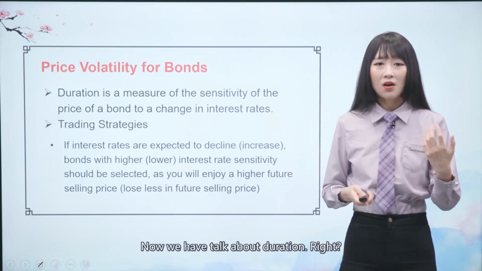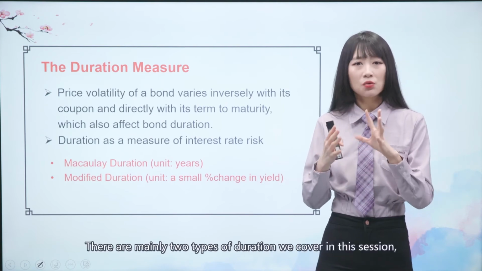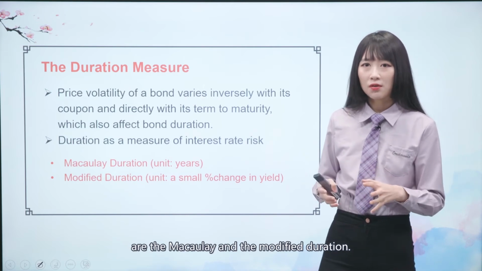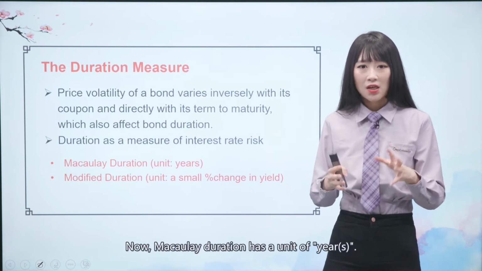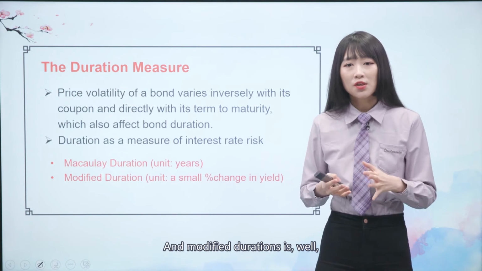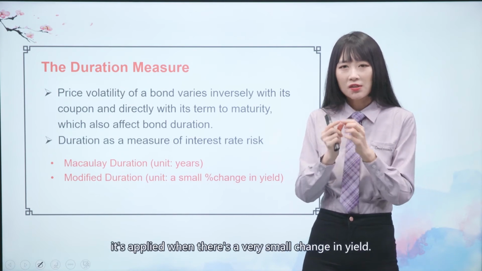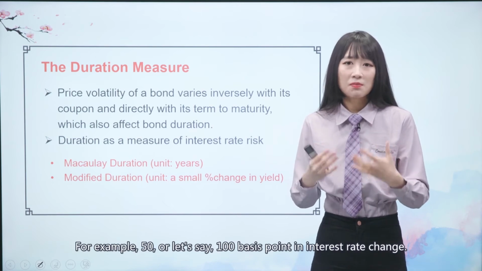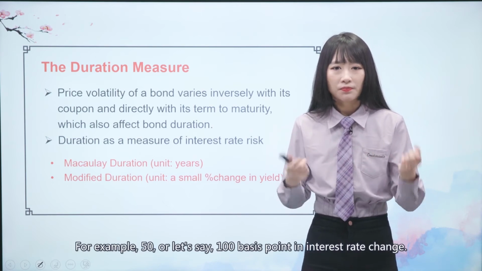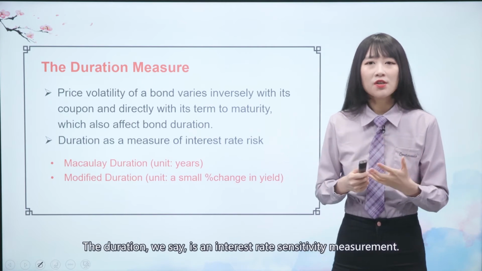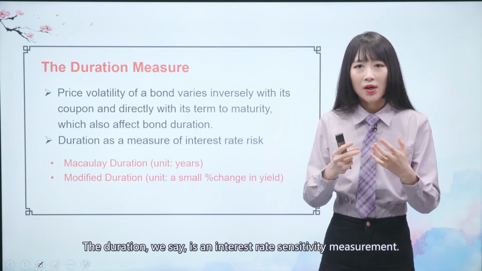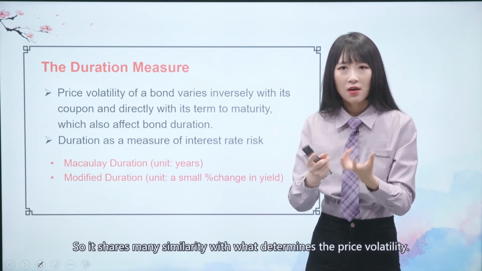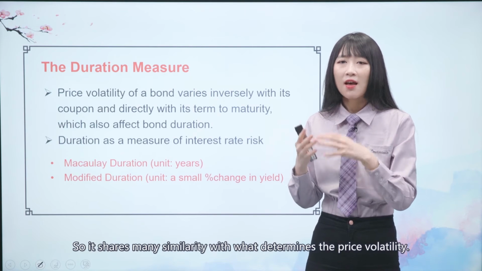Now, we have talked about duration, right? The two main types of duration we cover in this session are the Macaulay duration and the modified duration. Macaulay duration has a unit of years, and modified duration is applied when there's a very small change in yield, for example, 50 or 100 basis points in interest rate change. Duration, we say, is an interest rate sensitivity measurement.